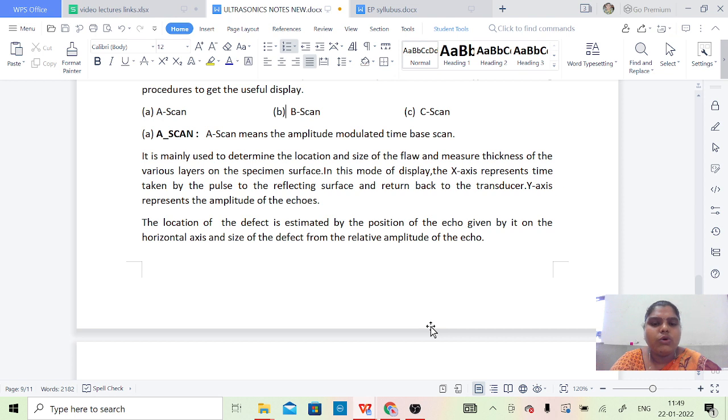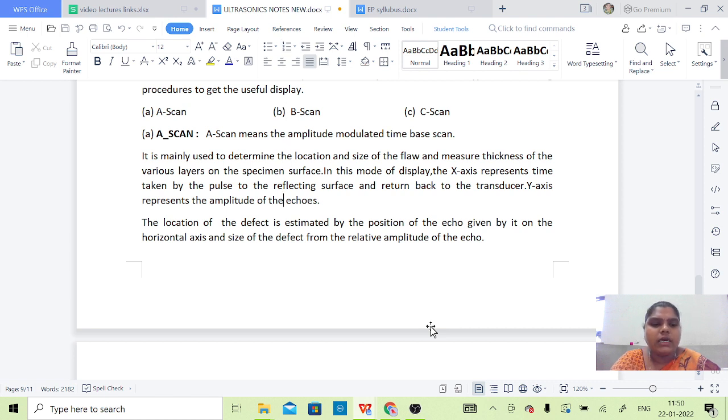In this mode of display, the x-axis represents the time taken by the pulse to reach the reflecting surface and return back to the transducer, and the y-axis represents the amplitude of the echoes. So the location of the defect is estimated by the position of the echo on the horizontal axis, and the size of the defect from the relative amplitude of the echo.